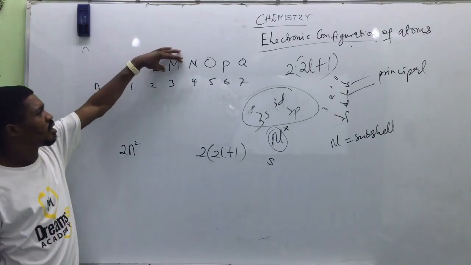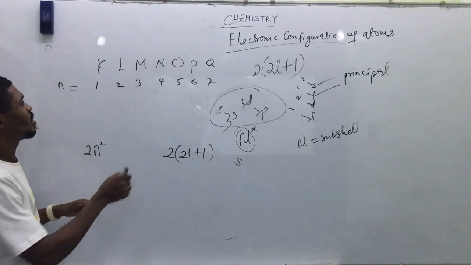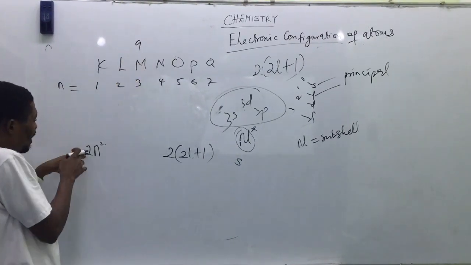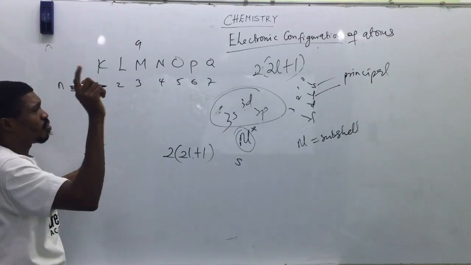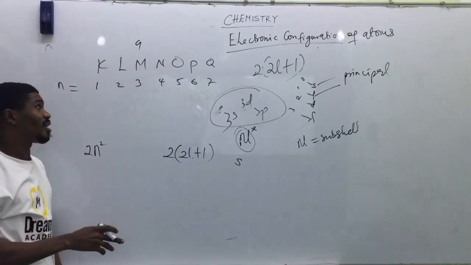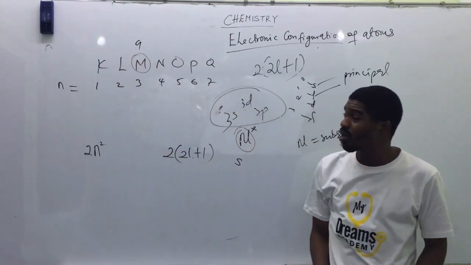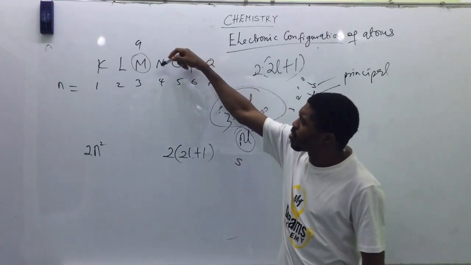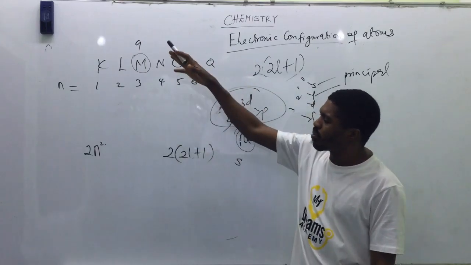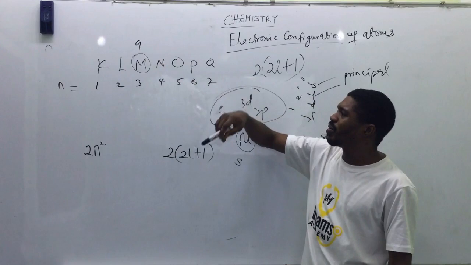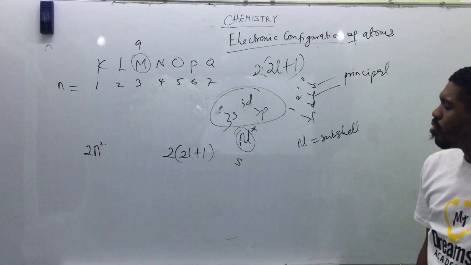So if I want to know the maximum number of electrons the M shell can accommodate, in the M shell I have 9 orbitals, and each of these 9 orbitals accommodates 2 electrons, so 2 times 9 is what? 18. So it means the maximum number of electrons the M shell can accommodate is 18. And also, in the fourth shell you have 16 orbitals, so the maximum number of electrons it can accommodate is 16 times 2, which is 32. Okay? So now we proceed.